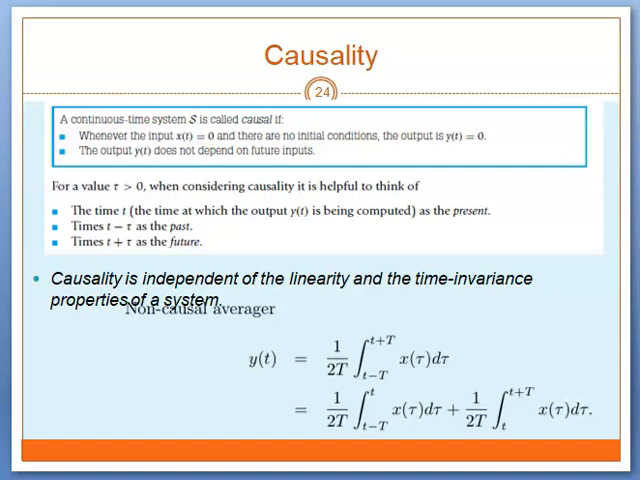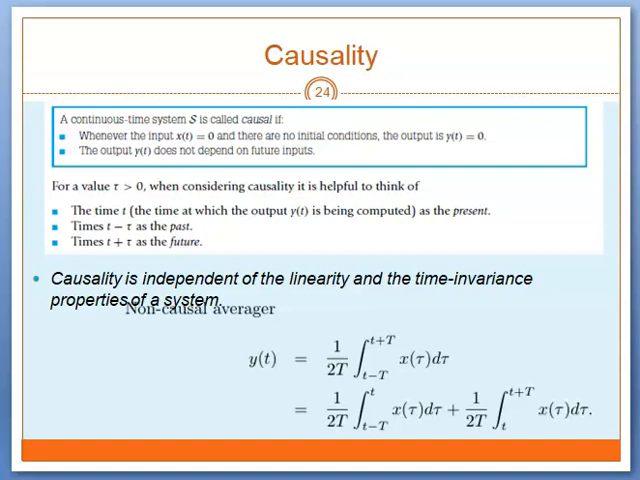Causality. A continuous time system S is called causal if, whenever the input x(t) is equal to 0 and there are no initial conditions, the output y(t) is equal to 0. The output y(t) does not depend on future inputs, but instead it only depends on the present and also the past.